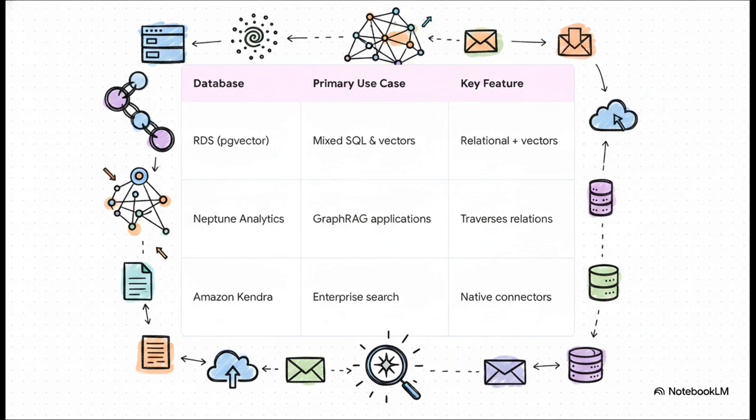Or, if you're building complex knowledge graphs, think fraud detection networks, Neptune Analytics enables Graph RAG, so you can traverse complex relationships while doing your vector search. And for pure out-of-the-box enterprise search, Amazon Kendra has you covered.